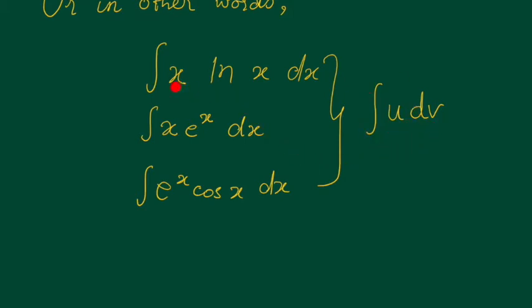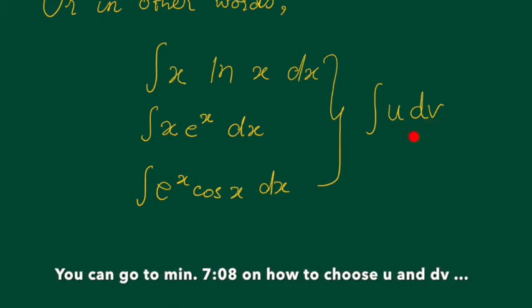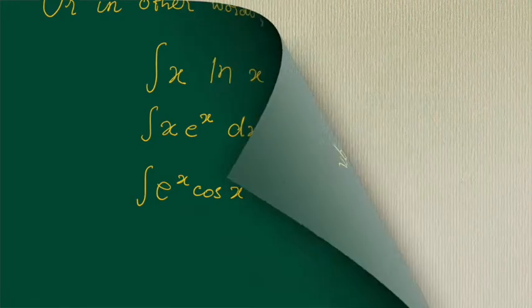So either of these two, x or ln x, x or e^x, and e^x or cos x, either one of them can be the u and the other can be the dv. So how can we appropriately choose which one is u and which one is dv? We will discuss this further after this.